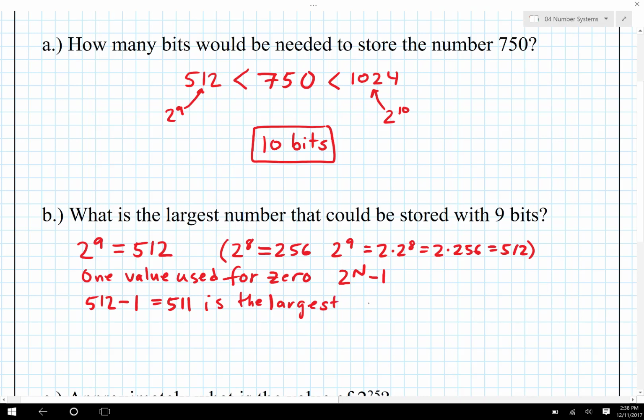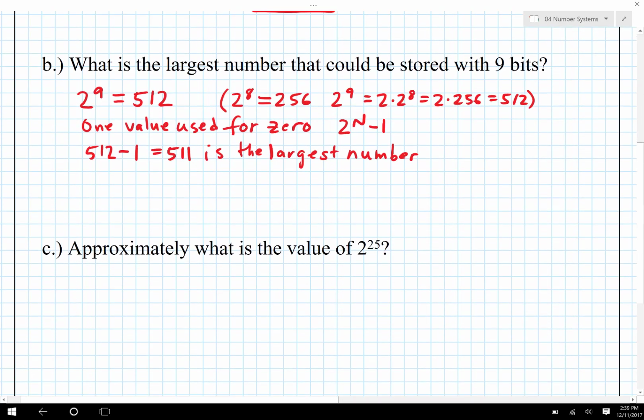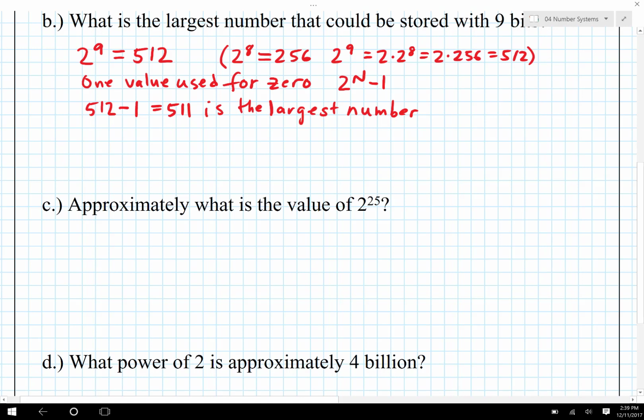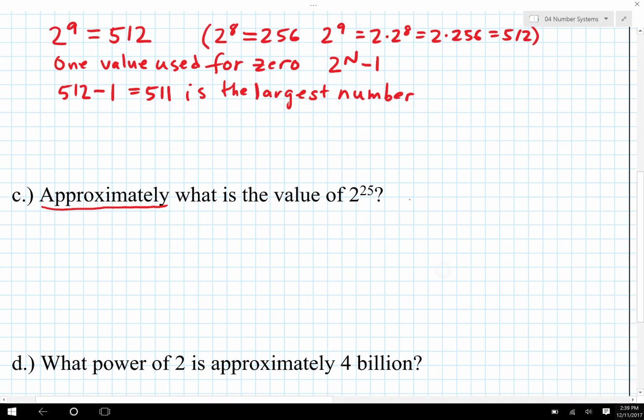So I could say that the numbers 0 through 511 are going to be represented with 9 bits, and so therefore 511 would be the largest of that range. Now, approximately, what is the value of 2 to the 25th power? And this word approximately here, when I'm talking about powers of 2, there's really only one approximation that I need to worry about, and that is that 2 to the 10th is equal to 1024, which is approximately 1000.